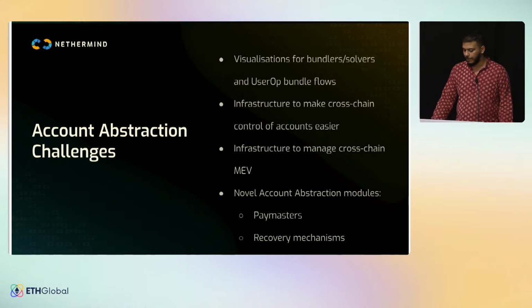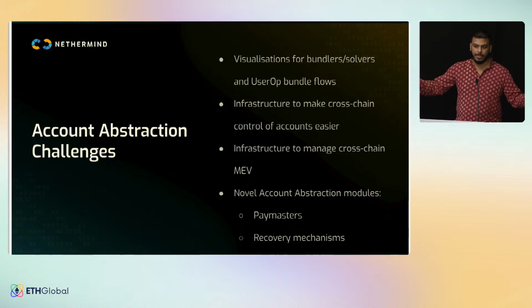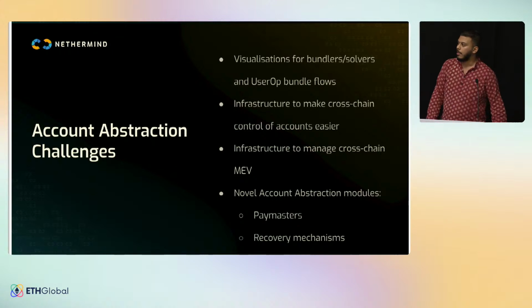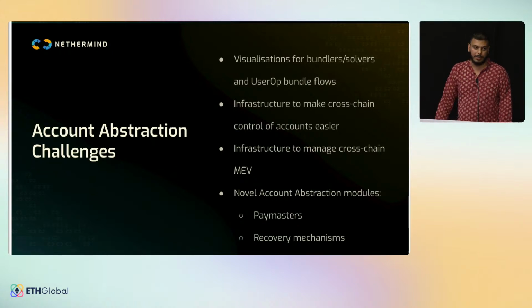Infrastructure to make cross-chain control of accounts easier. Right now, in this world, what we have is an account on each rollup or each network, and I have to control them individually through that network. But what if I had one account on Ethereum, which controlled all my accounts on all other networks, and I could just sign once on Ethereum, and it would just do everything everywhere else. So there's a lot of tooling to be built in that direction with account abstraction.